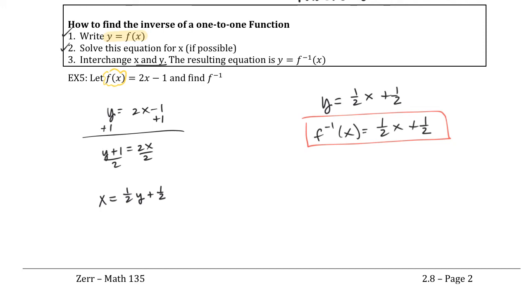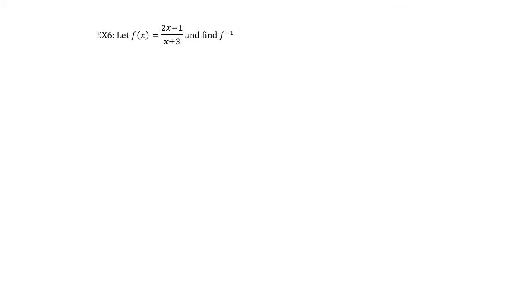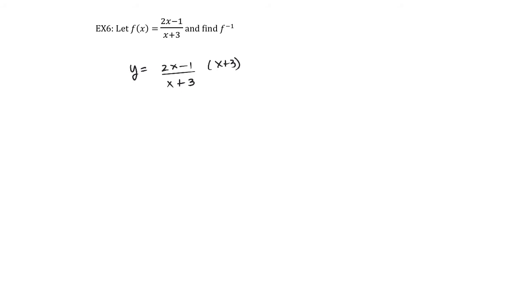All right, let's do another example. Okay, so first things first, I'm just going to use a y instead of an f of x. Okay, so next I'm going to solve for x, and let's see, I think if I just multiplied both sides by x plus 3, and I'll distribute my y. So I've got xy plus 3y equals 2x minus 1.